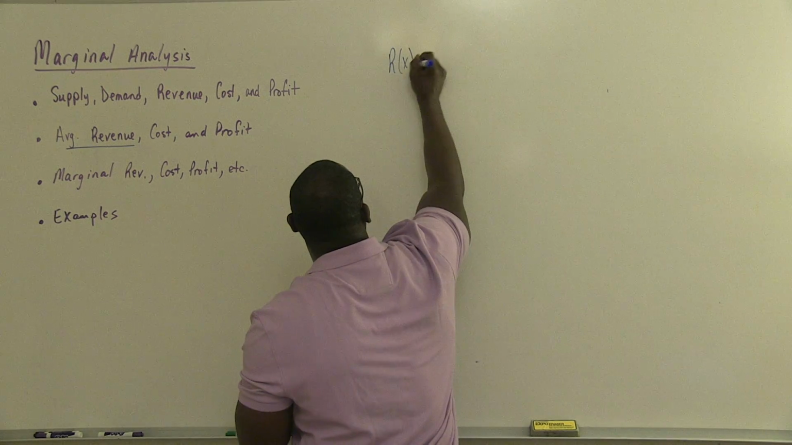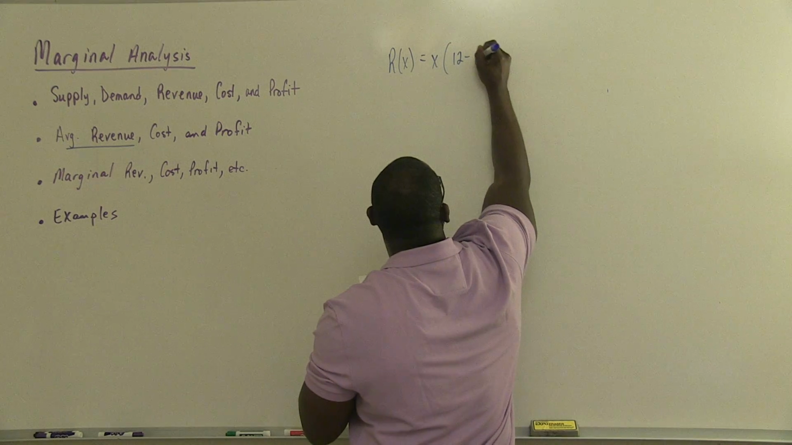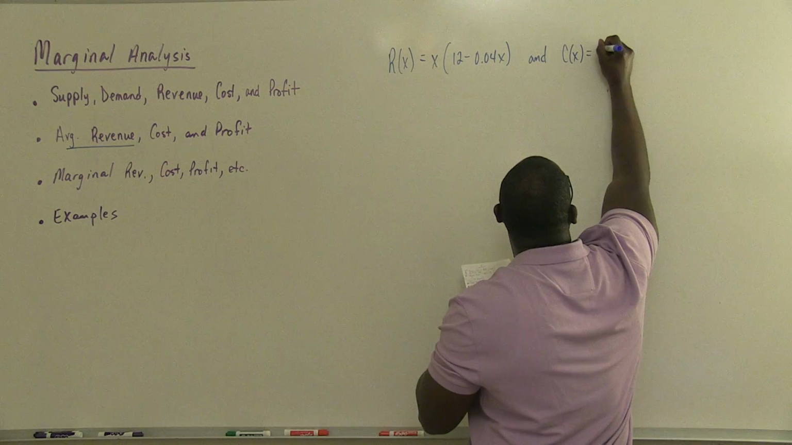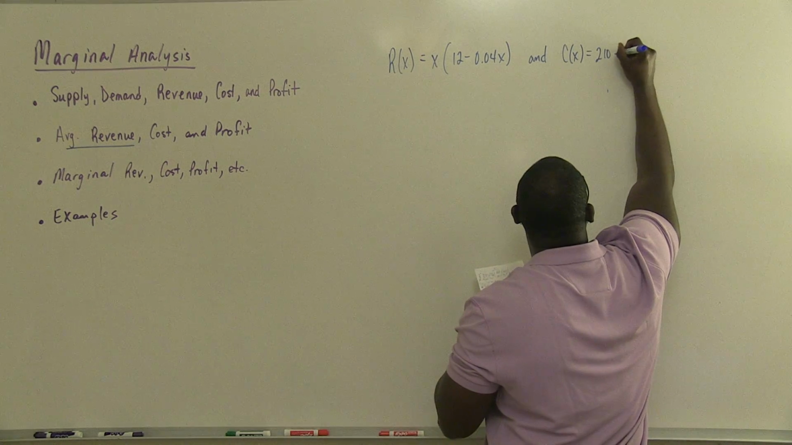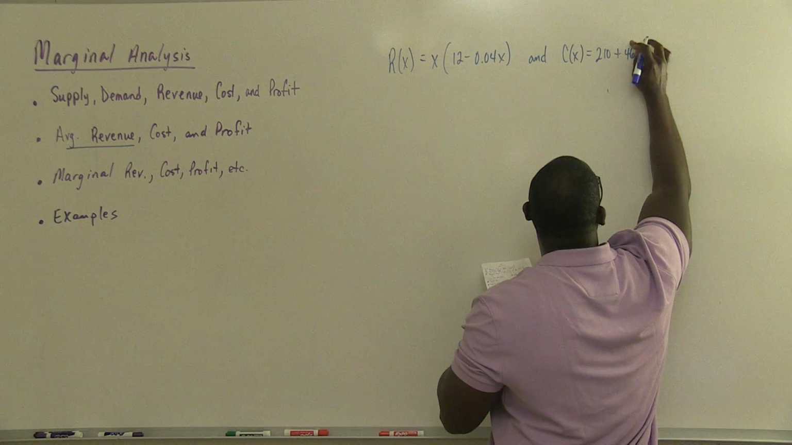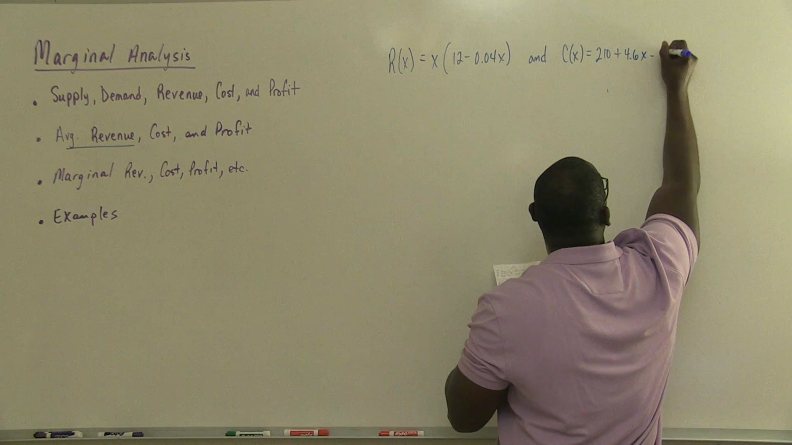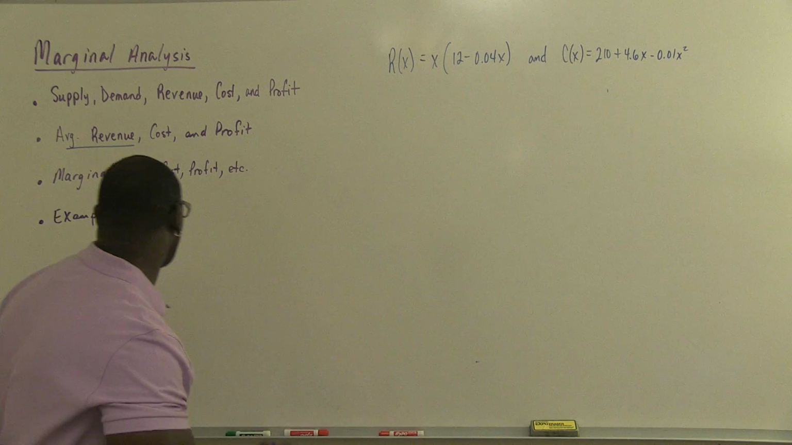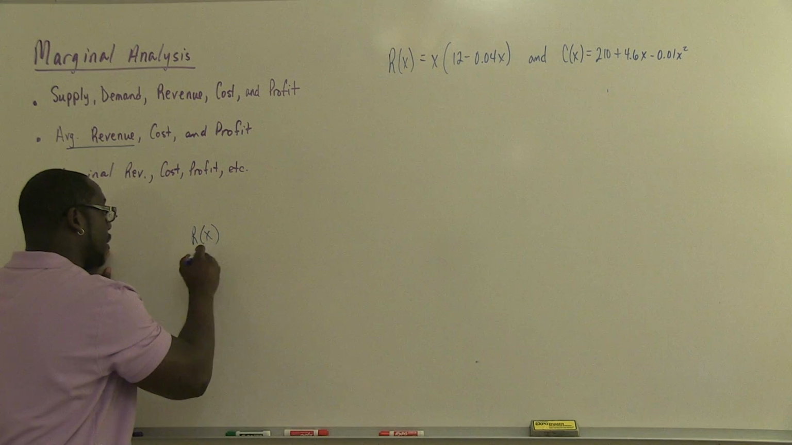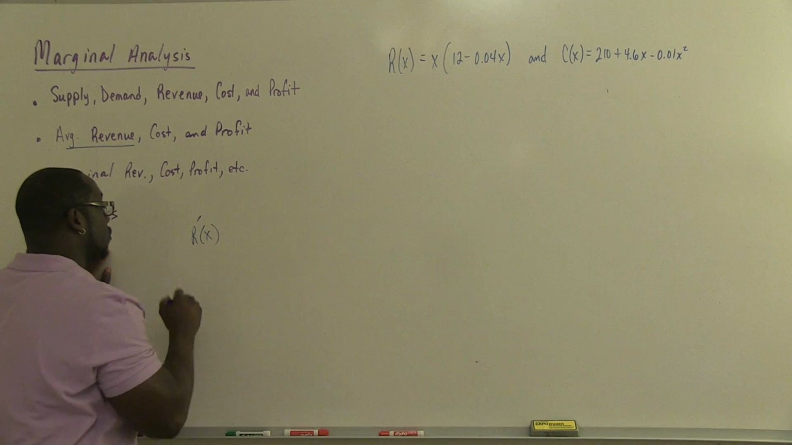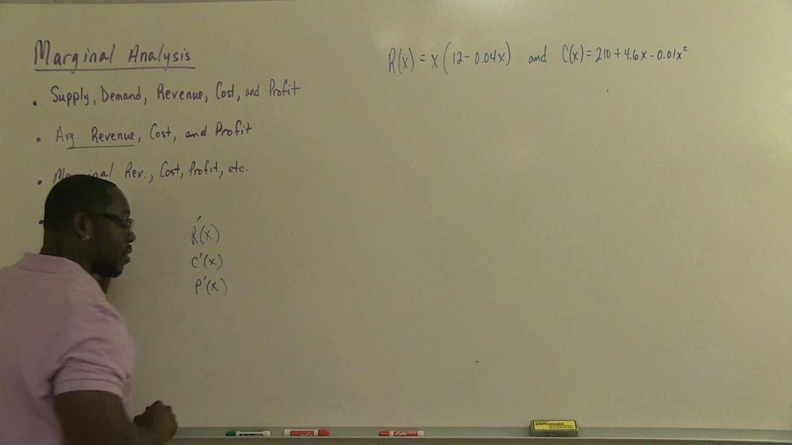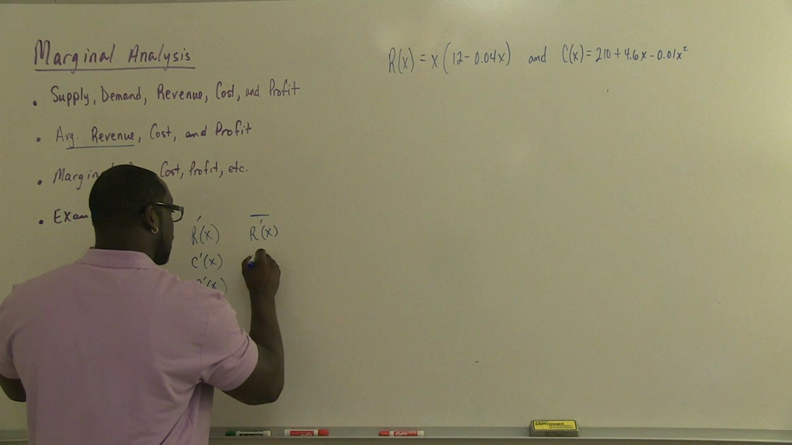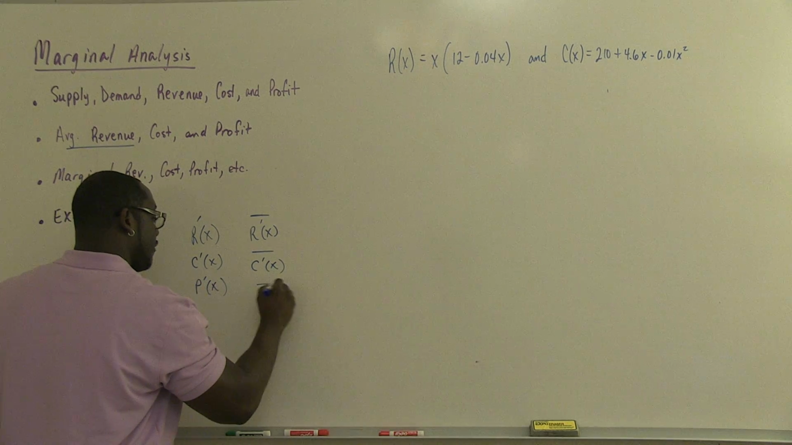All right, so suppose that we have a revenue function that looks like this. And we have a cost function that looks like this. Okay, so from here, I want to find out what all these different functions are. So I'm just going to go ahead and write them. I want to find out what the marginal revenue would be, the marginal cost, the marginal profit, as well as what the average revenue would be, average cost, and average profit.